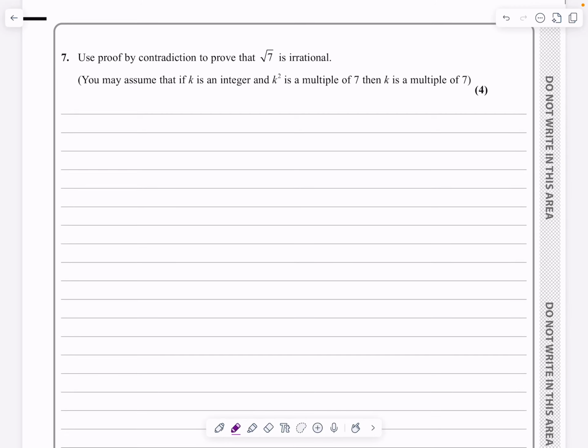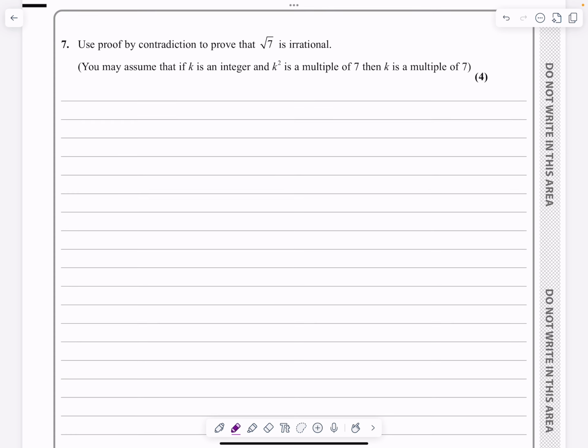Okay, this is the P4 paper from June 2023. It's question number 7. This one is a proof by contradiction question, as we can see up here. And actually, it's a very standard one. This is in the Edexcel book, so you can go and have a look for root 2, but it's following the same process I'm going to go through.